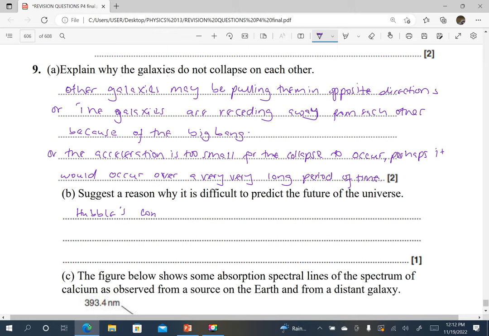Hubble's constant, that is, we normally use H naught for Hubble's constant, is not actually known, so it becomes hard to predict the future of the universe. In addition to that, there are strange things that exist today, things like black holes, neutrinos, dark matter, dark energy. All these are going to make it very hard for us to predict the future.